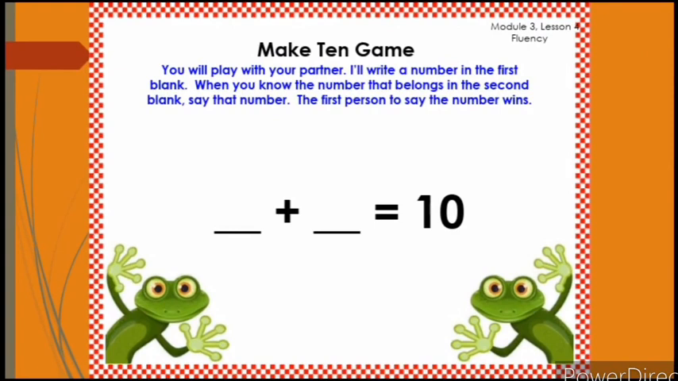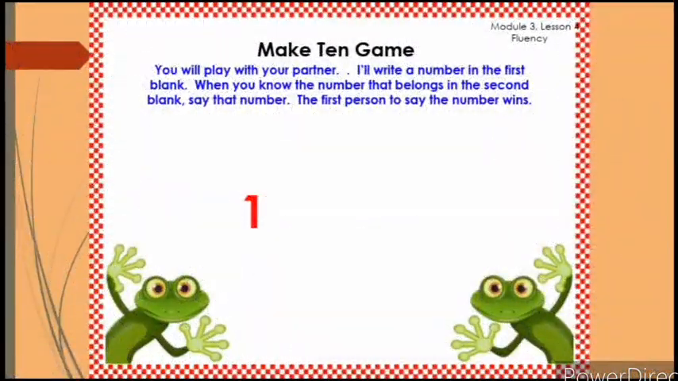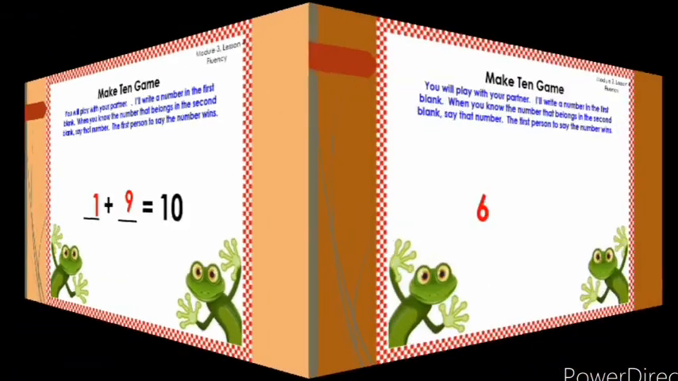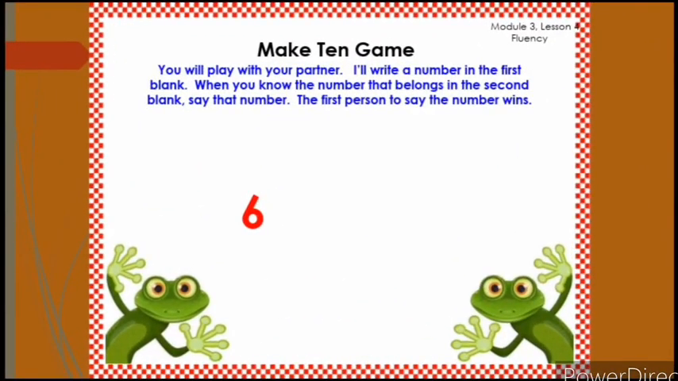Okay, let's make a 10 game. So what will be added to 2 to make 10? What's the answer? Great. It is 8. Okay, the next one. What will be added to 1 to make 10? What's your answer? 9. Interesting. Okay, what will be added to 6 to make 10? Yes, 4 is correct.